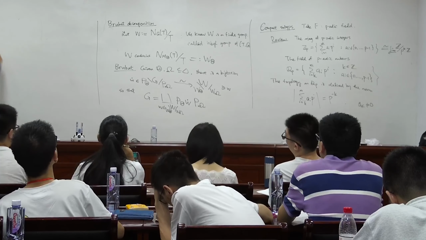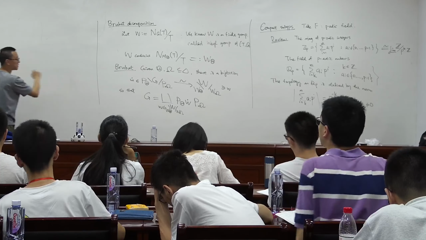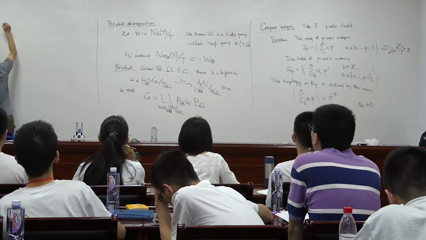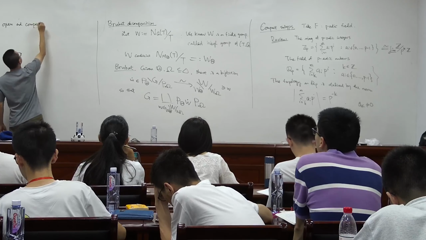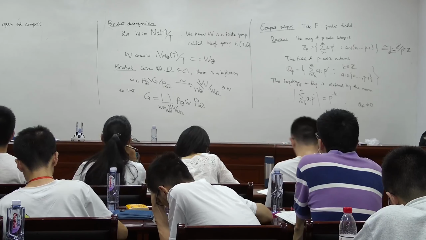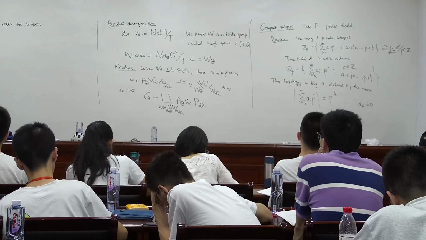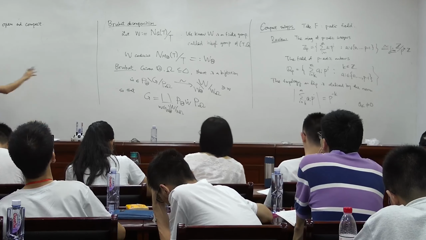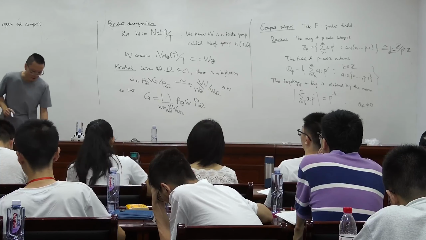So here is an exercise. You can check using this topology that the set Z_p is an open and compact subset. So in particular, it's open and closed at the same time. So it's quite different from the real case or the complex case. It's open and compact.